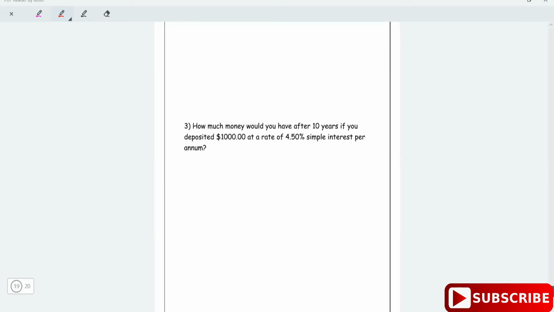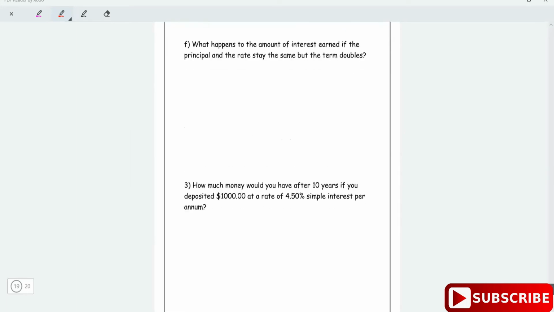All right, let's look at this now. This question says, what happens to the amount of interest earned if the principal and the rate stay the same, but the term doubles? So if the time doubles, what happens? So let's call it I1 and I2 again. So I1 is equal to the principal times the rate times the time, all over 100.